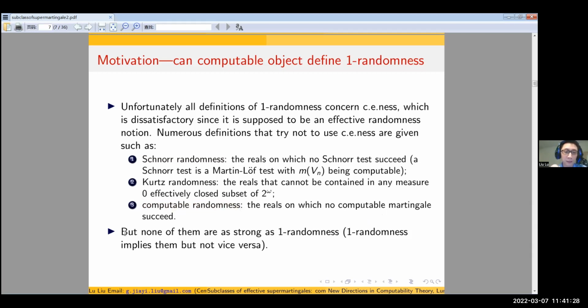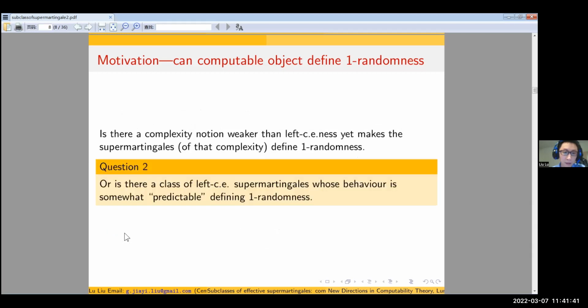But unfortunately, none of these definitions are as strong as one randomness. One randomness implies them, but not vice versa. So we may want to try something else. Instead of restricting the complexity of the objects, we may look at whether we can restrict their behaviors. So the question is: is there a class of left-c.e. supermartingales whose behavior is somewhat predictable and yet they can define one randomness?